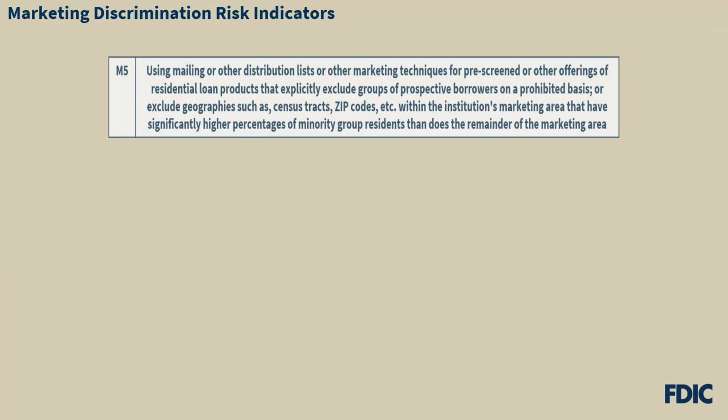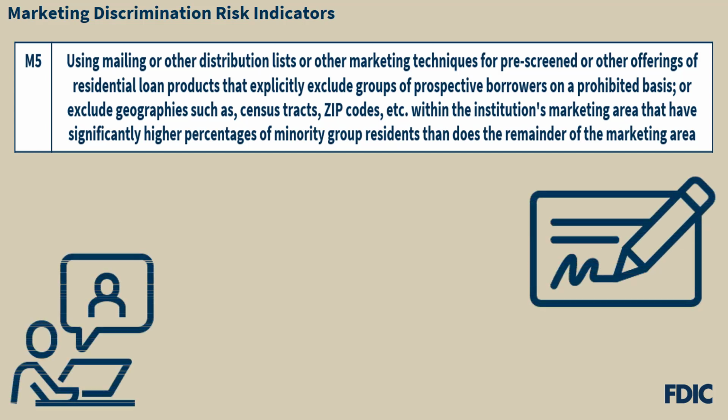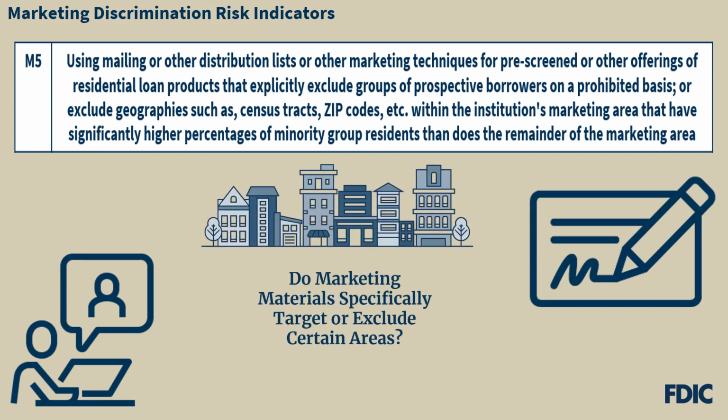The next risk indicator, M5, relates to using mailing or other distribution lists or other marketing techniques for pre-screened or other offerings of residential loan products that explicitly exclude groups of prospective borrowers on a prohibited basis, or exclude geographies such as census tracts, zip codes, etc., within the institution's marketing area that have significantly higher percentages of minority group residents than does the remainder of the marketing area. The question here is whether marketing materials that the bank uses specifically target or exclude geographies or persons on a prohibited basis.